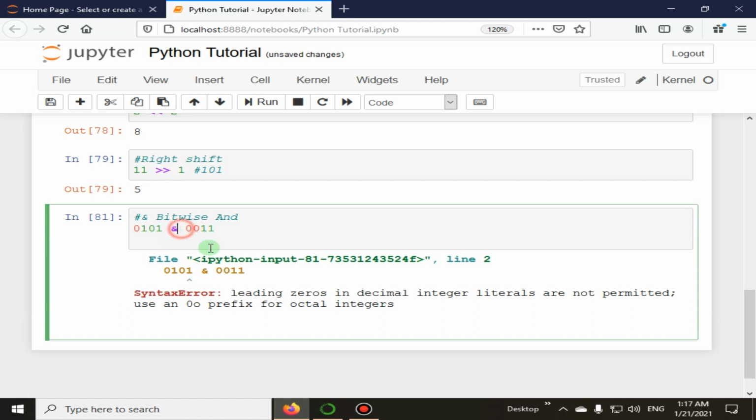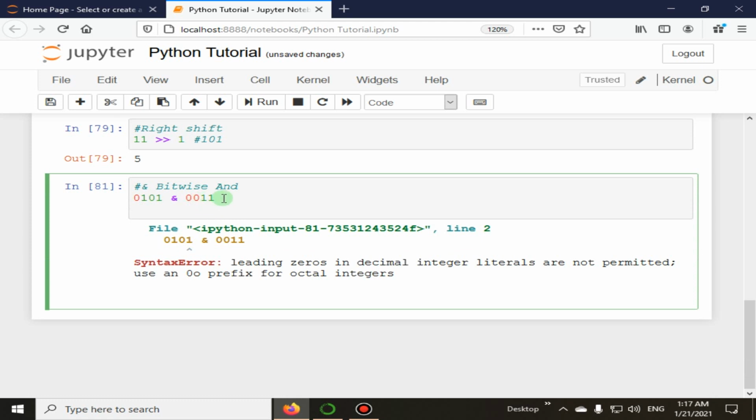Sorry, here it is error, leading zero decimal integer literals are not permitted.